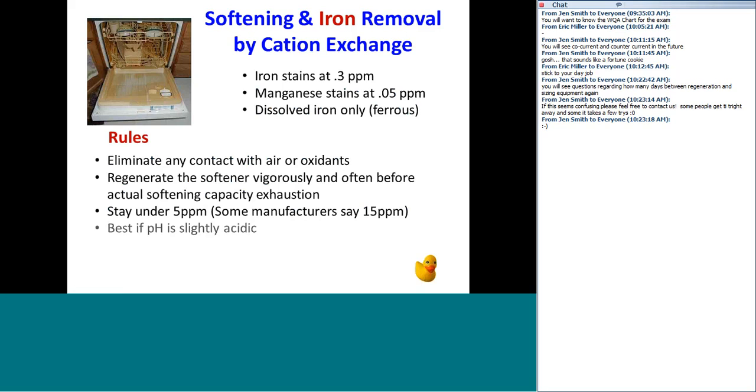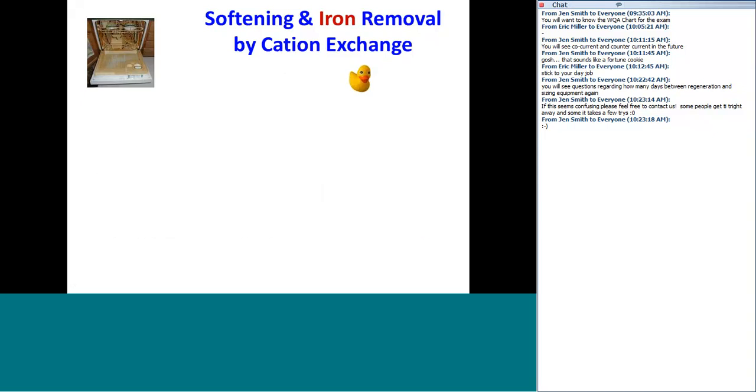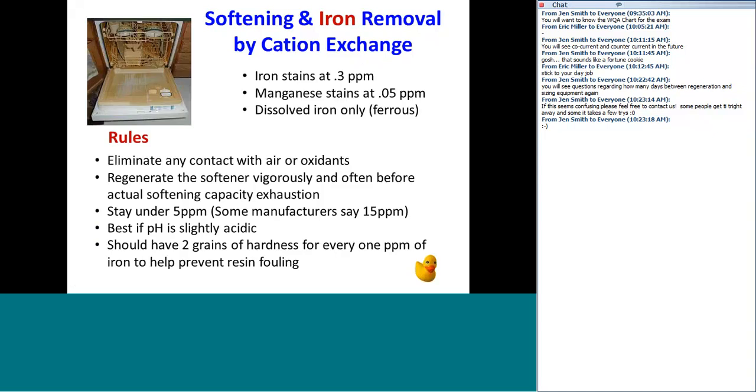Okay, it's best if the pH is slightly acidic, and you need to put a bunch of salt in. So regenerate the softener vigorously and often, before actual softening capacity exhaustion. You should have 2 grains of hardness for every 1 part per million of iron to prevent resin fouling. At least 2 grains of hardness. And that becomes an issue if you have low pH water. A lot of times it's naturally soft water also. And so if you have a lot of iron, then you need to add hardness back to it through a neutralizing filter like the calcite filter. And that will help take out the iron.